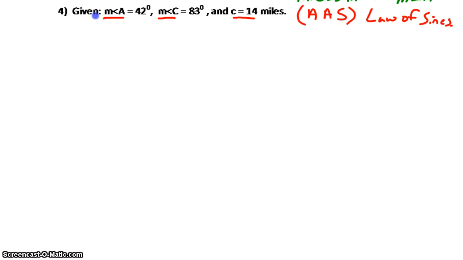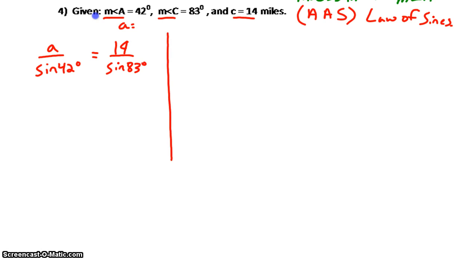We're going to need to find A first, so we'll have A over the sine 42 degrees equals, and then our C, which is 14 over our sine of 83 degrees. Once you solve that, see if you can get the other two answers, and then I'll walk you through them. So why don't you hit pause now, and then I'll be back with you when you unpause.